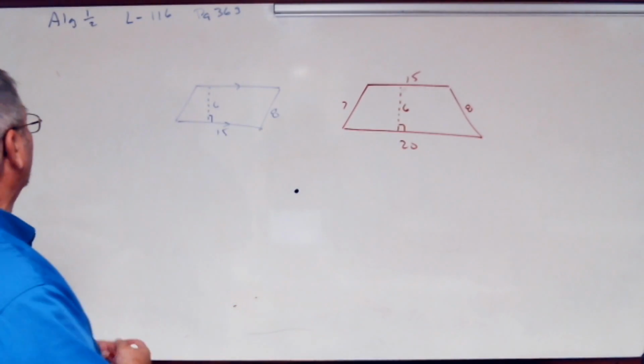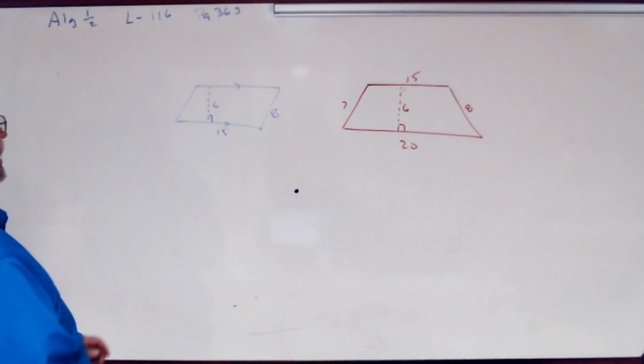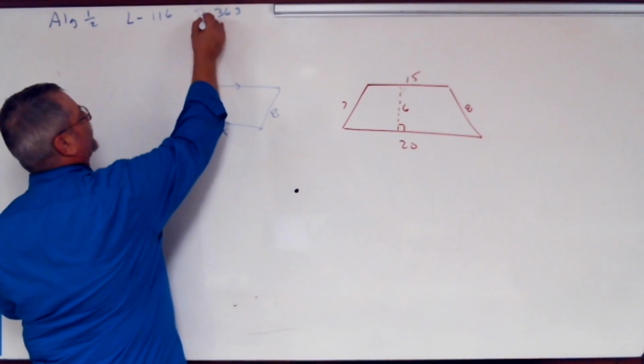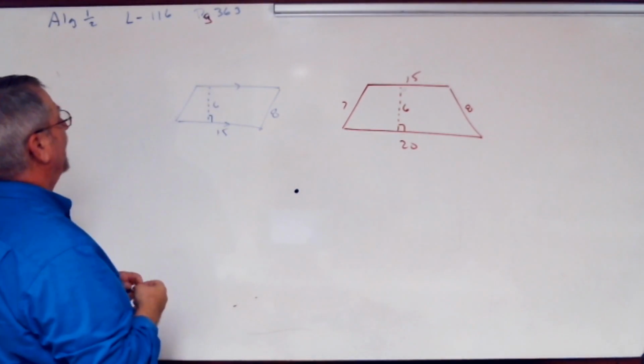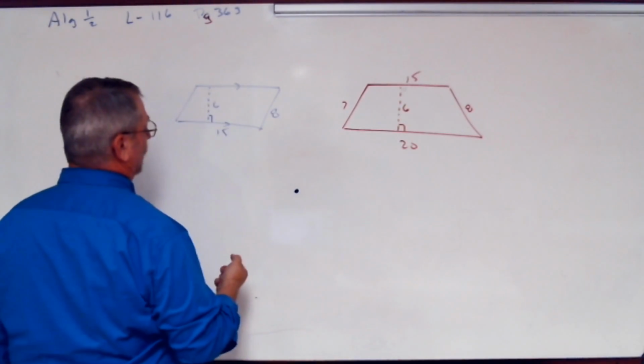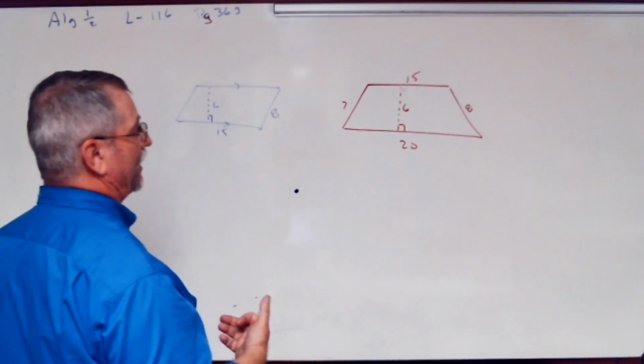Algebra half, lesson 116, page 363. Now, I like this one because 3 plus 3 is 6, so we got numbers there going on. Anyway, area of a parallelogram and a trapezoid.